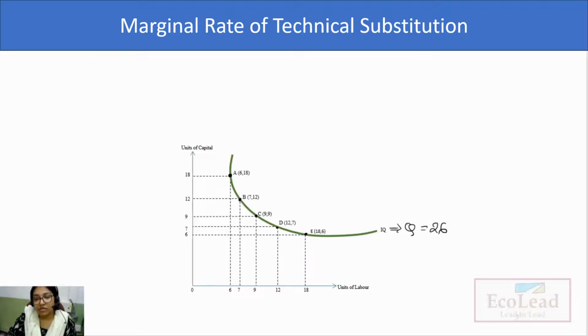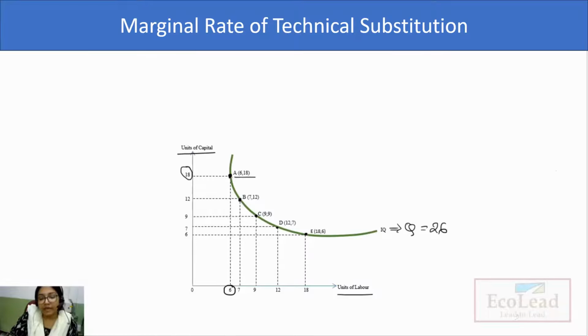Now, when we drew the isoquant curve, we measured labor on the x-axis, the horizontal axis, and the units of capital on the vertical axis. Now, look at the combinations of the factors. Suppose we start with point A. At point A, we can see that 18 units of capital were engaged with 6 units of labor to produce 26 units of output.